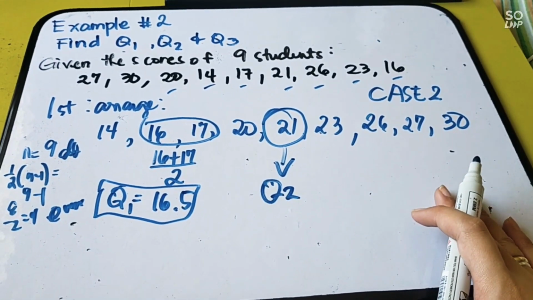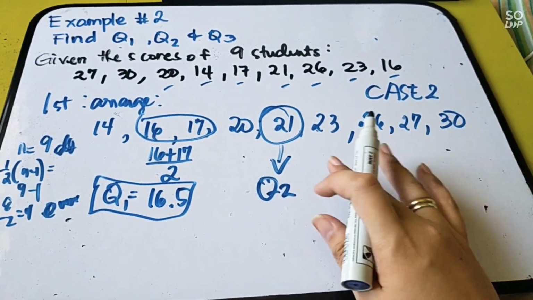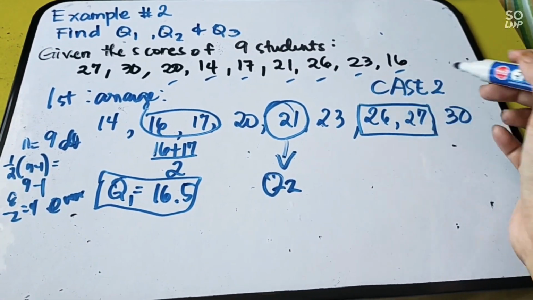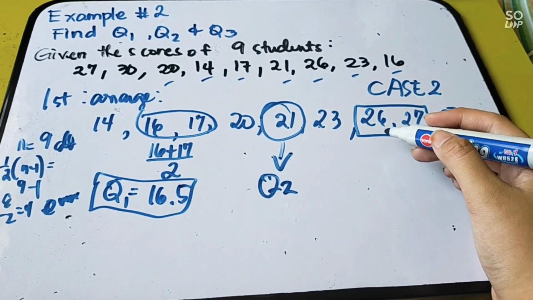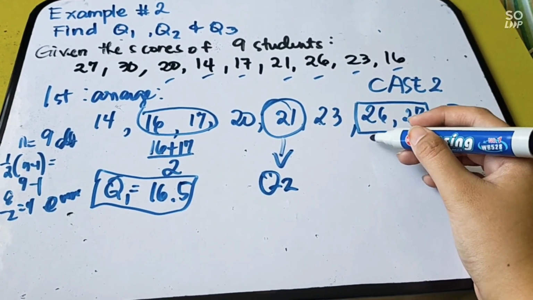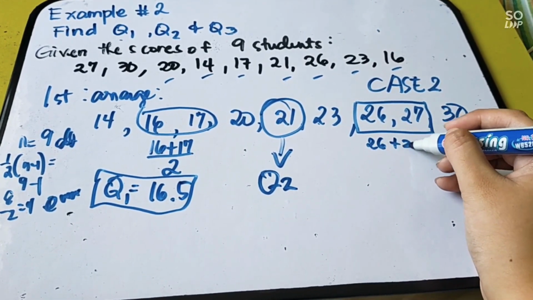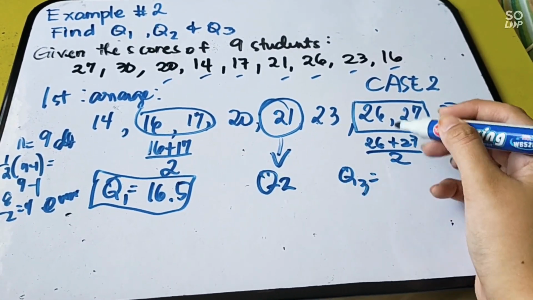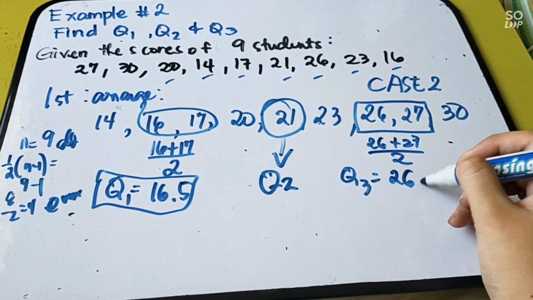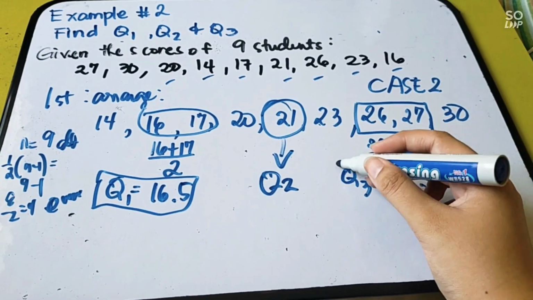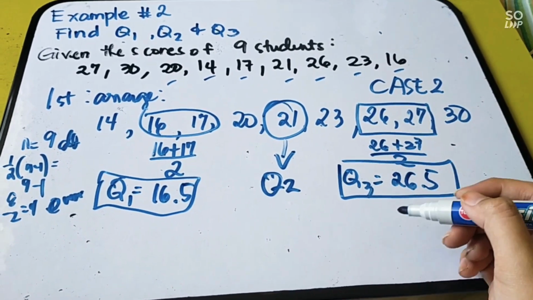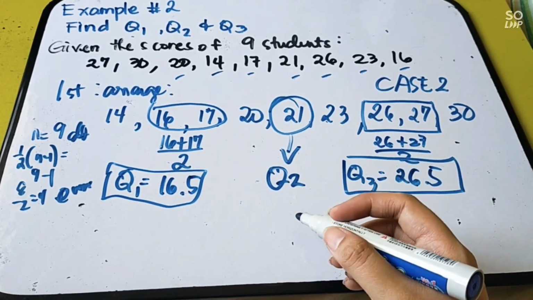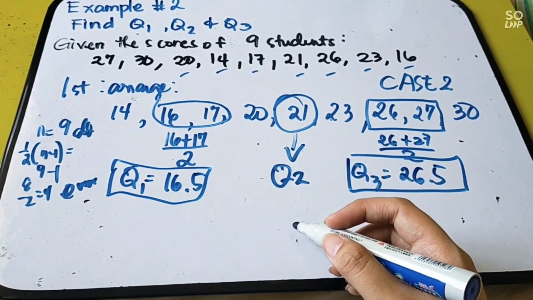Next, for quartile 3. So, 4 ulit, gitna ulit. So, ito yon, yung dalawang gitna ulit niya. So, we have here, just find the average, which is 26 plus 27 divided by 2. So, for quartile 3, gitna lang ulit, that is 26.5. Ayan, tapos na. Okay? So, ganun lang kasimple. Then, si quartile 2, we have here 21 itself.